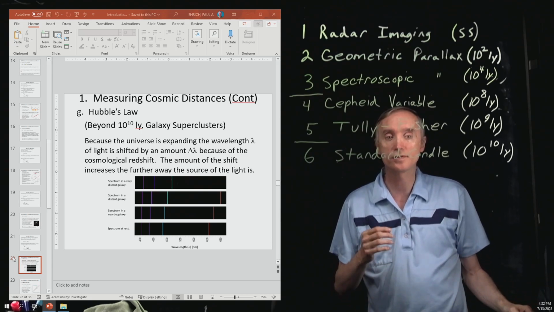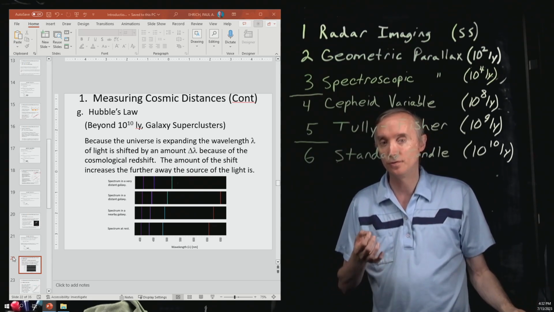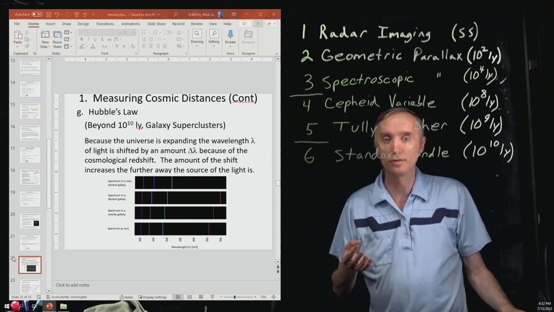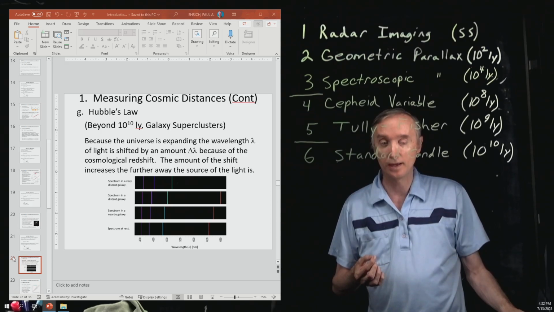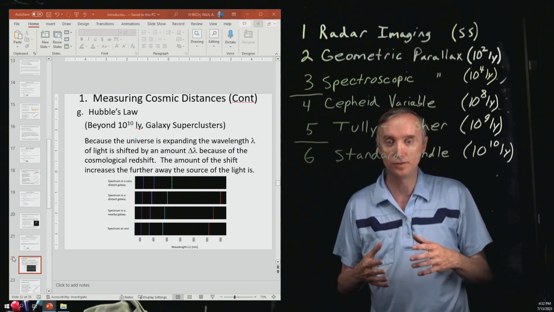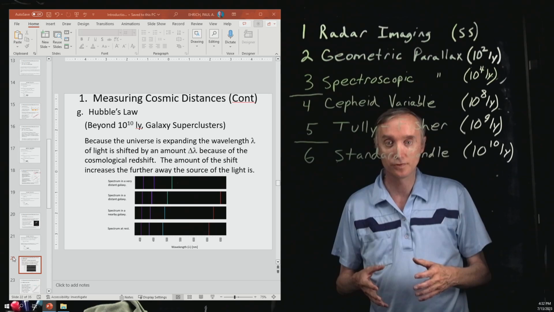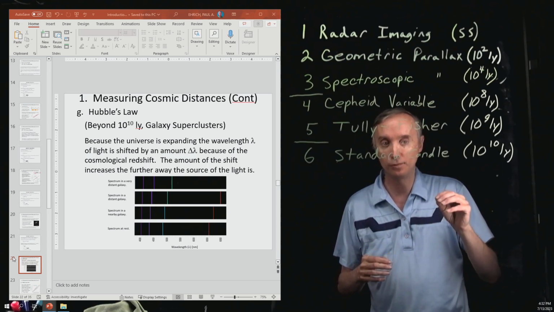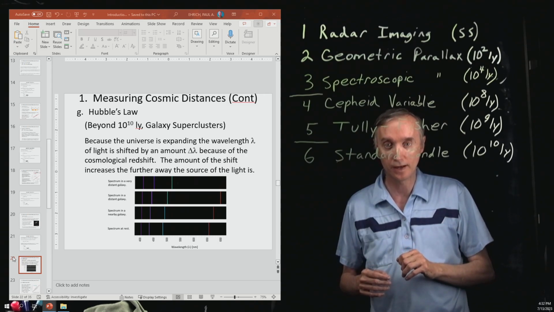And so there is something that is similar to the Doppler effect, but it is a general relativity type concept. And so we're going to call this the cosmological red shift. And it's very similar to the Doppler effect, so that if something is moving away from us, it's going to be red shifted when that happens.